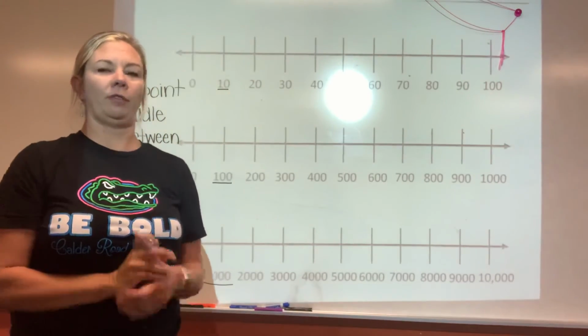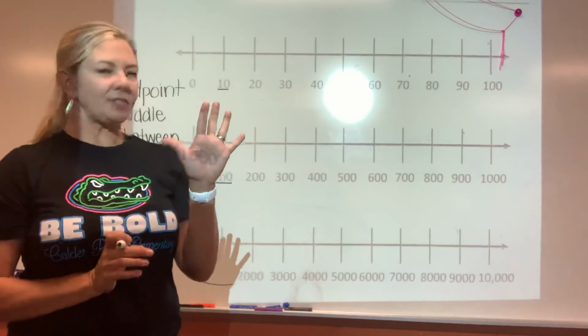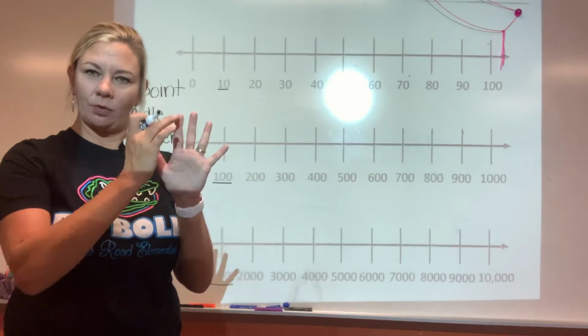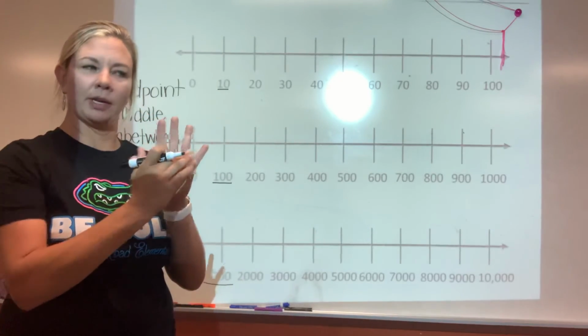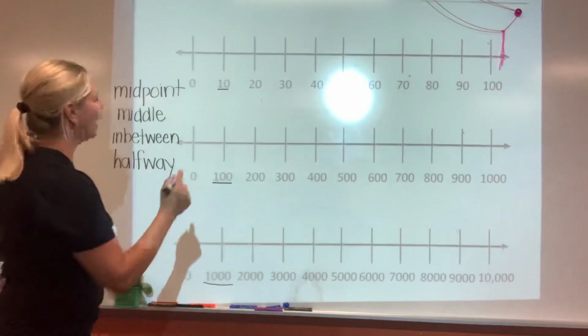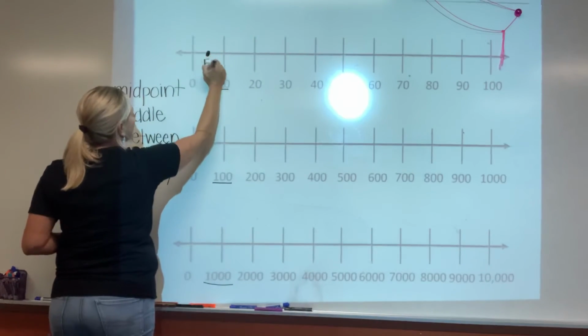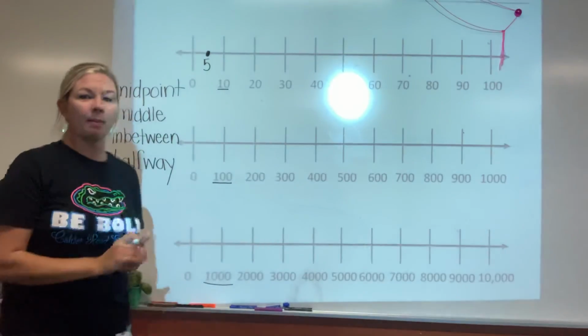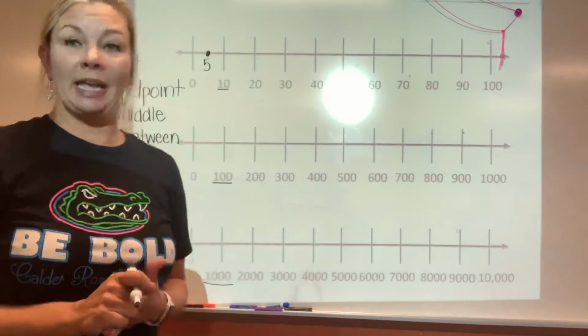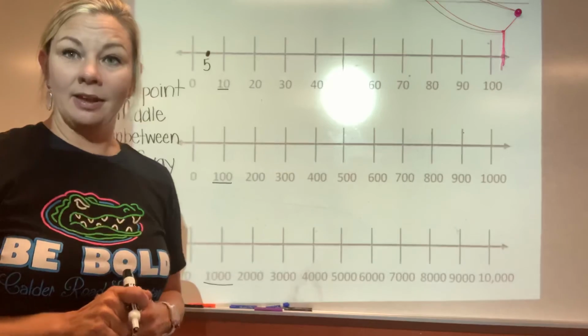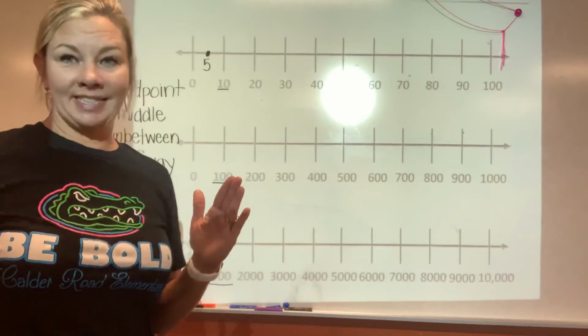I'm going to give you 5 seconds. 5 seconds! 5, 4, 3, 2, 1. That's our number, actually. Haha. 5. 5 is the midpoint. That is our number that is in the middle, in between, halfway between 0 and 10.